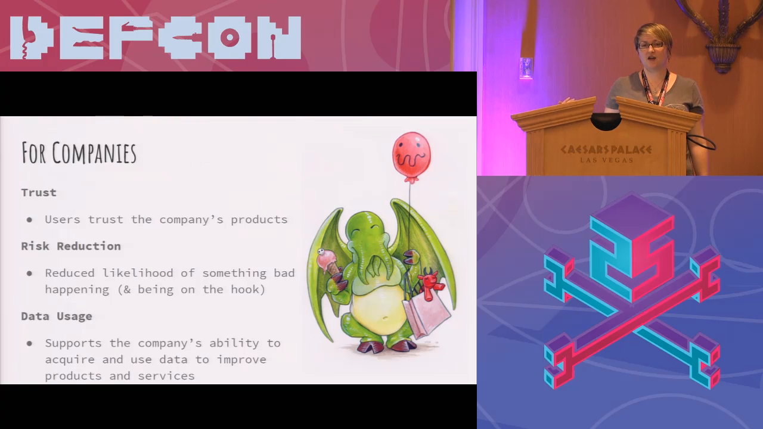For companies, good user privacy means trust. Users will trust your company's products when you demonstrate that you respect their privacy. It means risk reduction, because when you are properly managing user data, there's a lower chance of something bad happening to that user's data under your watch and you being on the hook for it. Obviously, nothing can guarantee that no bad things will happen, but, you know, this is DEF CON. It's about taking sensible steps to protect yourself. And finally, data usage. If you properly manage user data and protect users' privacy correctly, it'll actually support your company's ability to collect and use the data that you need in order to provide your products and features and to develop cool new things.